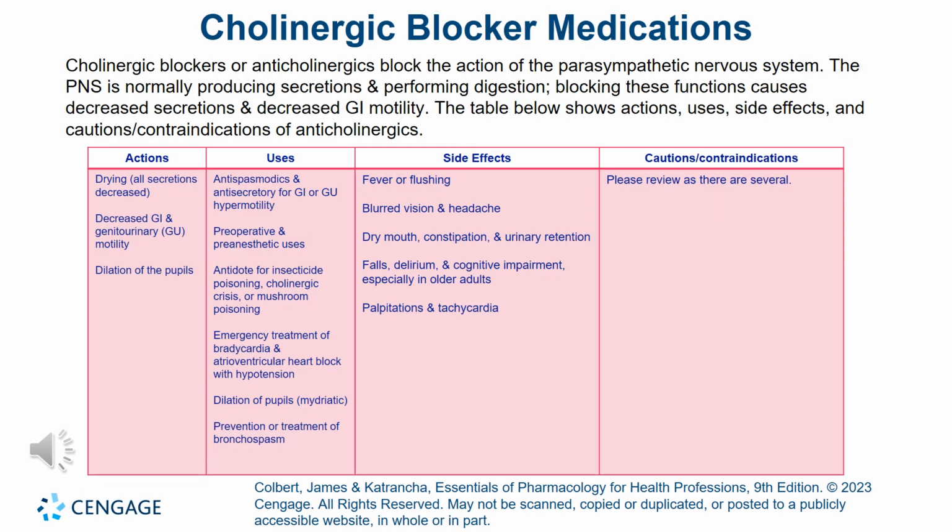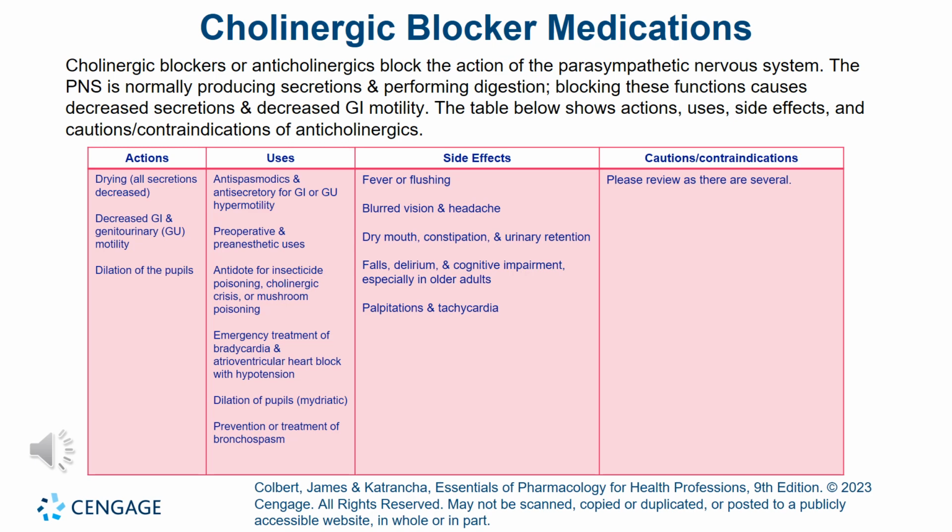Remember, the cholinergic blockers or anticholinergics block the action of the parasympathetic nervous system. The parasympathetic nervous system is normally producing secretions and performing digestion. Blocking these functions causes decreased secretions and decreased GI motility. This table just sums up what I previously discussed in the earlier slides. It shows their actions, uses, side effects, and cautions or contraindications of the anticholinergics.